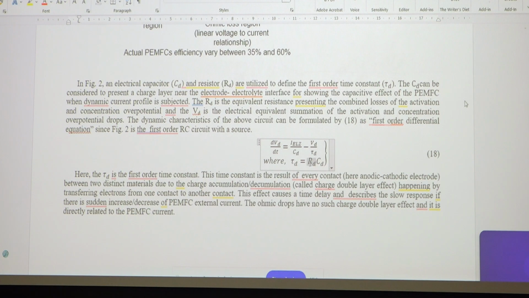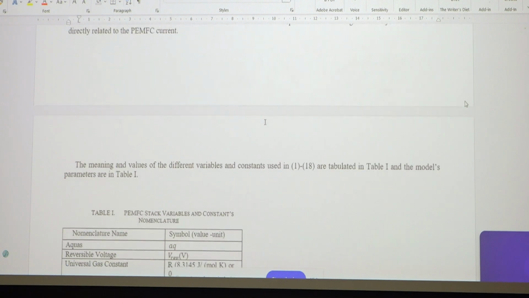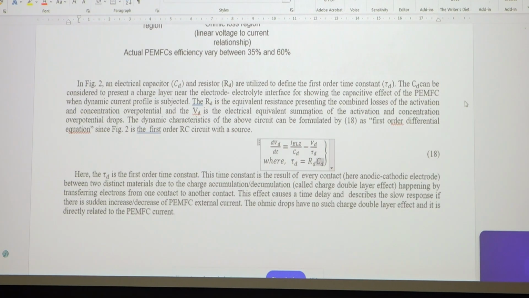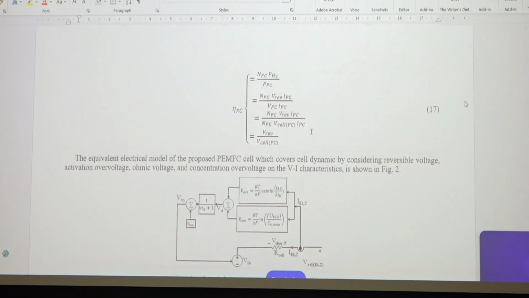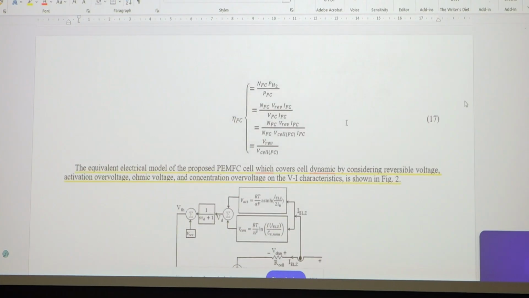R is the equivalent resistance of the ohmic, anodic and cathodic voltage drop, and C is the equivalent delay to transfer electrons from one electrode to another electrode. So this is the basics, mathematics, and modeling of a proton exchange membrane electrolyzer, fuel cell.